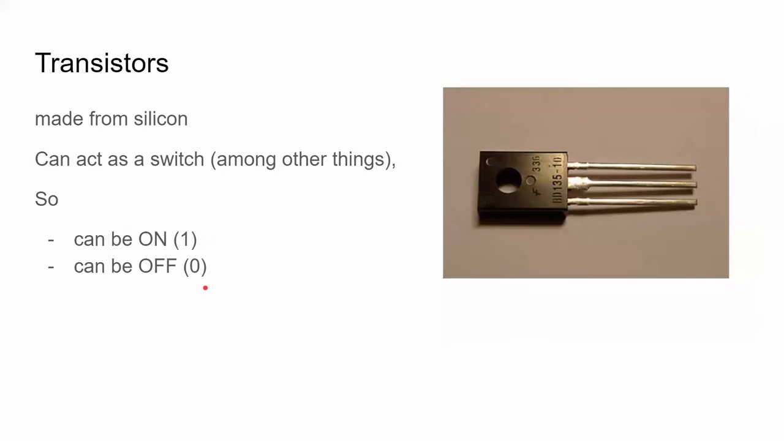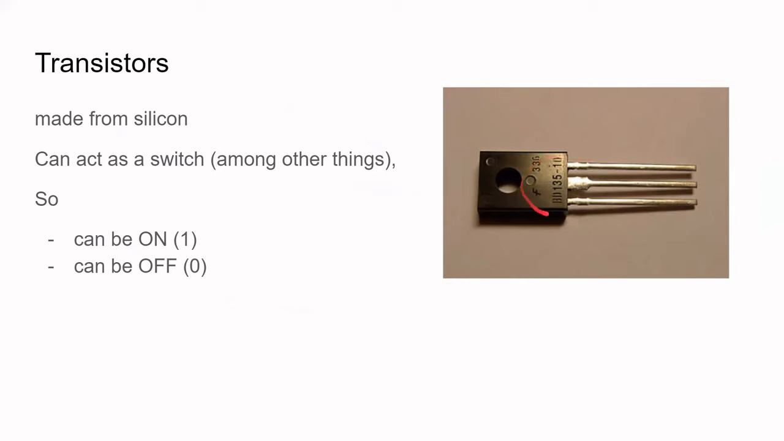Okay, now what to do with silicon? Then comes the story about transistors. What is a transistor? A transistor is an electronic device. You see it here, currently a huge version of a transistor. It is made from silicon. So that is the connection. Transistors are made from silicon.